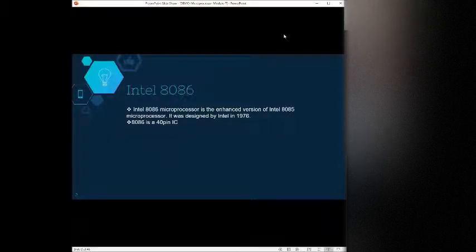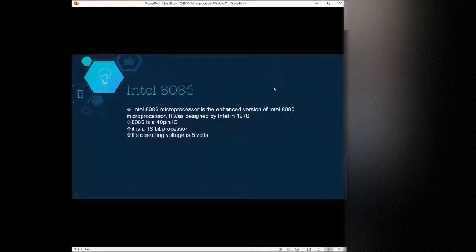So the 8086 is a 40-pin IC. It also is a 16-bit processor. What do you mean by 16-bit processor? Anyone? Okay, when we say 16-bit processor, what do you mean? It means that it can process numbers up to 65,535 in a single operation, okay? That's how many numbers it can process.